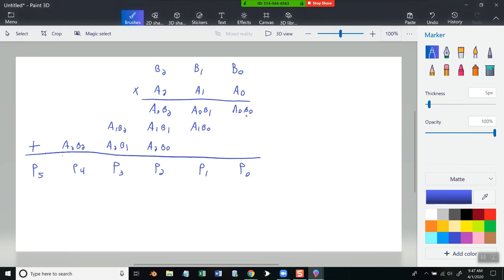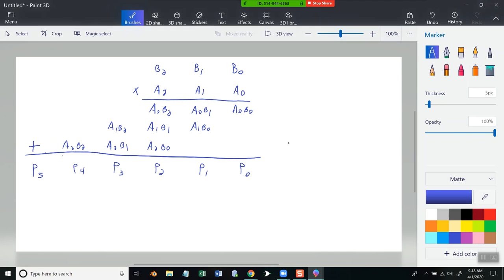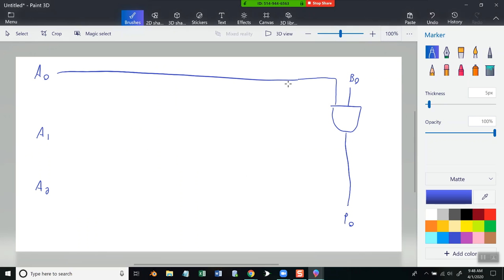So P0 will be A0, B0. See, it's coming in like that. And then B0 is coming in to an AND. That's going straight down to our P0 there. And that's this. And then here I have A0, B1. Probably a clever way to do this.